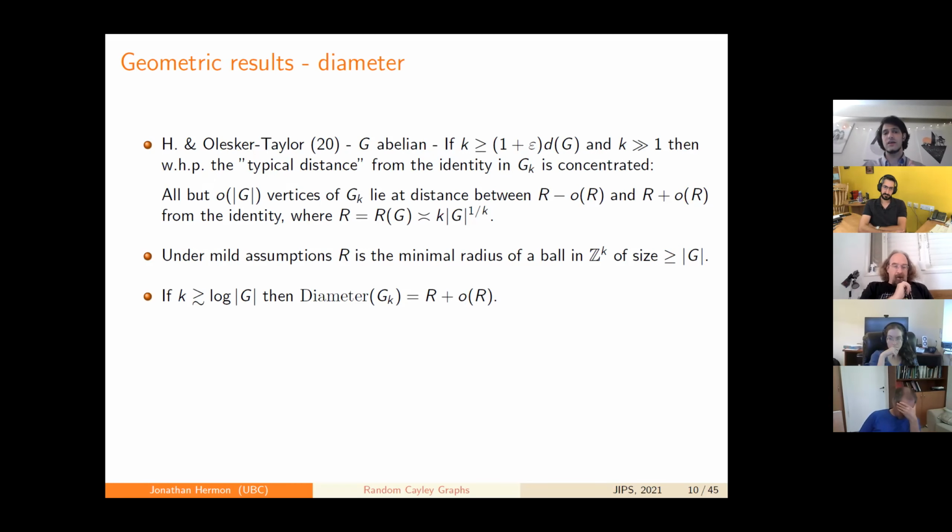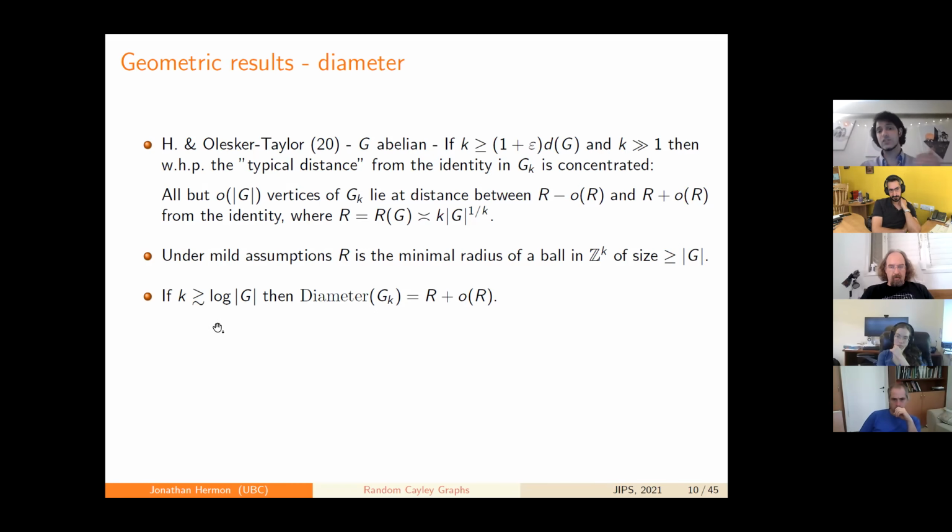is concentrated. So what this means is that all but a negligible fraction of the vertices lie in a thin shell around the origin. This shell has radius roughly R, uppercase R, and this R usually has this simple description. So it's the minimal radius of a ball in Z to the K that has size at least the cardinality of the group. Okay, so this is weaker than the results about diameter because this just tells you about what most vertices do, but it doesn't tell you the diameter.